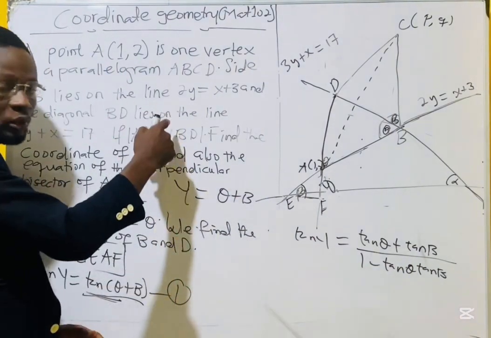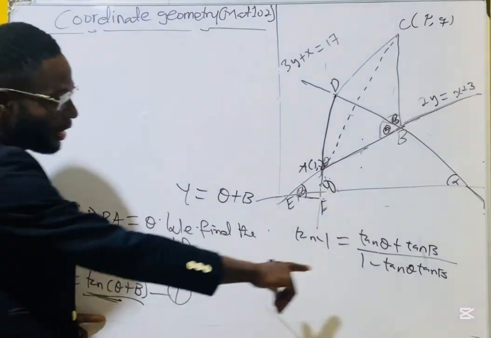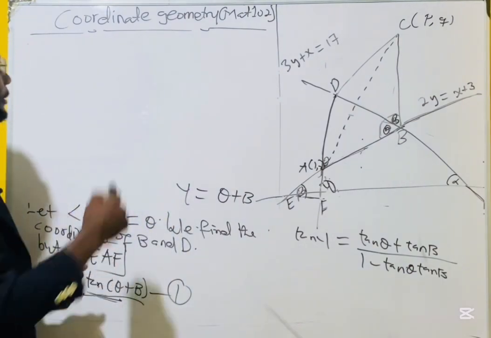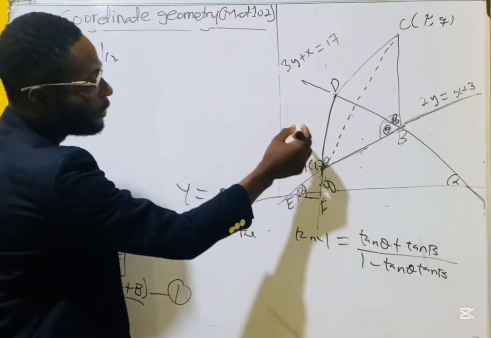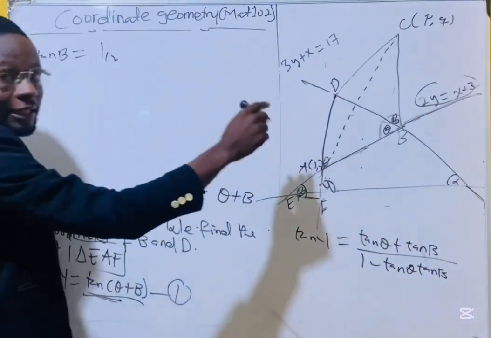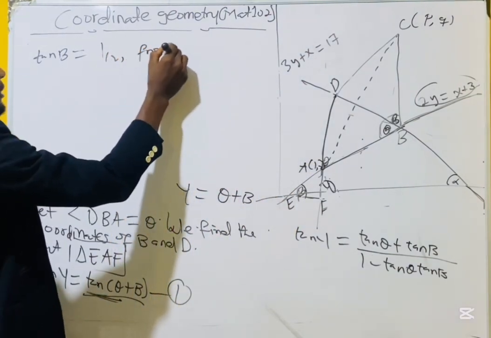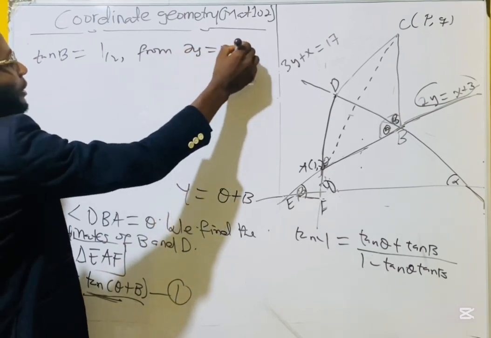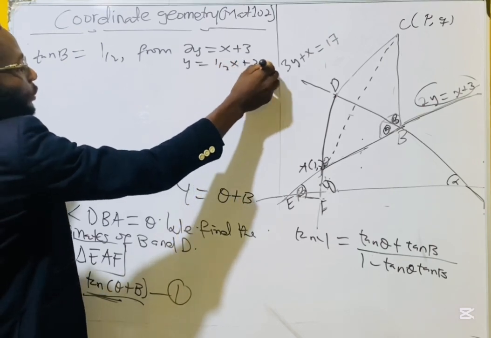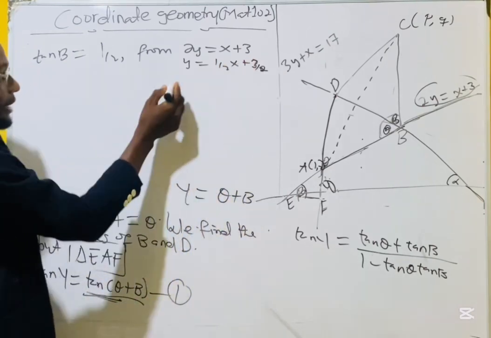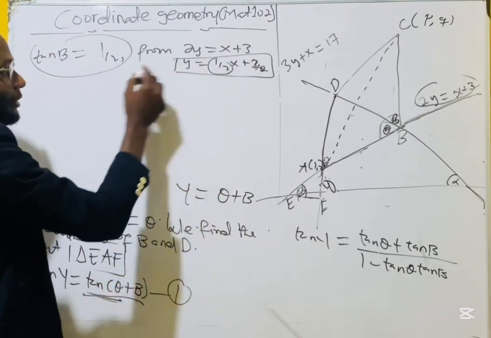Now let's go away with this so that I hope you've written the question down. Now that we have this, don't forget that tan beta is equal to half. That is from here. Okay, that is the gradient of that beta, right? So we can say that from 2y equals x plus 3, that is y is equal to half x plus 3 on 2, right? That is where we are getting tan beta equals half. That is the gradient for that.